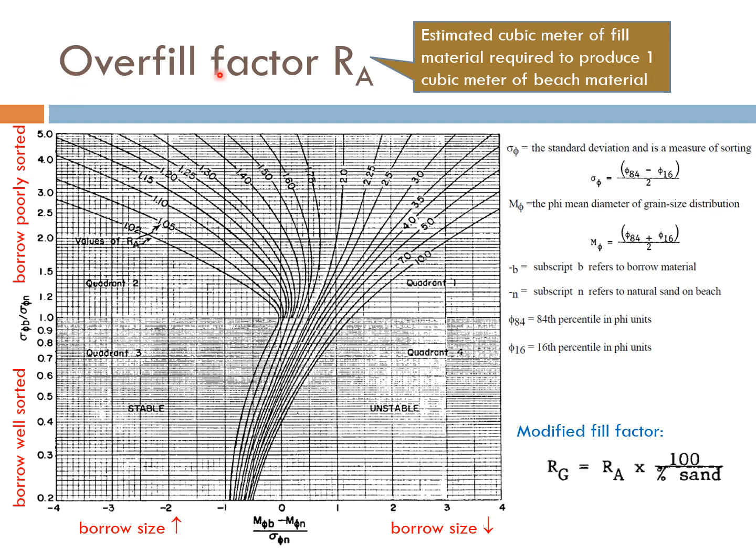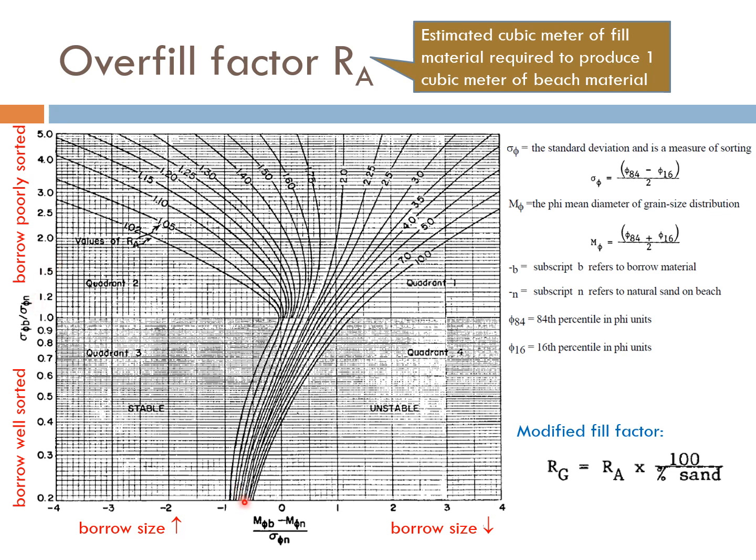We're going to use this graph to determine the overfill factor, which is how much fill material is required to produce 1 cubic meter of beach material. It depends not only on this ratio, but also on the ratio of the sorting of the borrowed material compared to the native material. If the value is small, it shows that the borrowed material is relatively well sorted, which means that the size is quite uniform compared to the native. Whereas if the value is large, it shows that the borrowed material is poorly sorted, meaning that it has a larger range of sediment size compared to the native material.